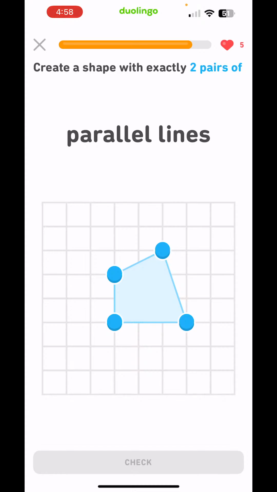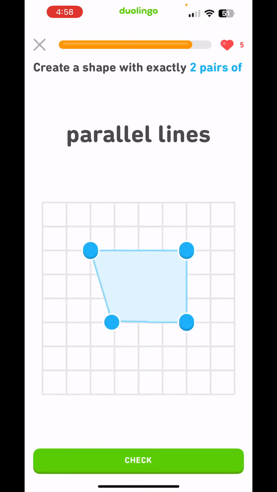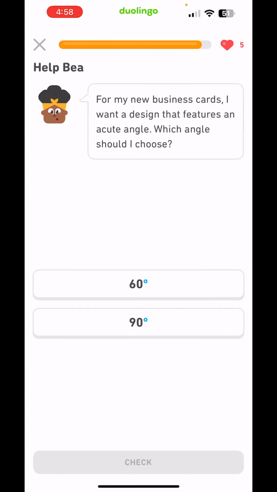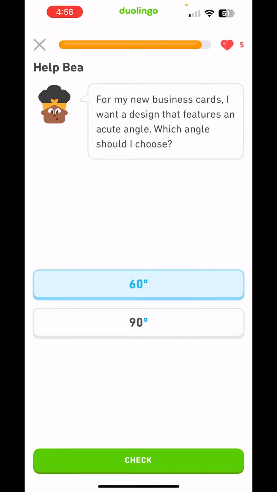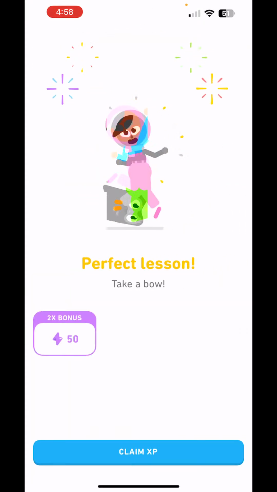Yeah, so let's see. 2 pairs of parallel lines. Okay, we'll just make a rectangle again. For my new business cards, I want a design that features an acute angle. Which angle should I choose? Okay, this is easy. We would choose the 60-degree angle because 90 degrees is a right angle, blah, blah, blah. I feel like I'm just repeating myself at this point. And there you have it, a perfect score.